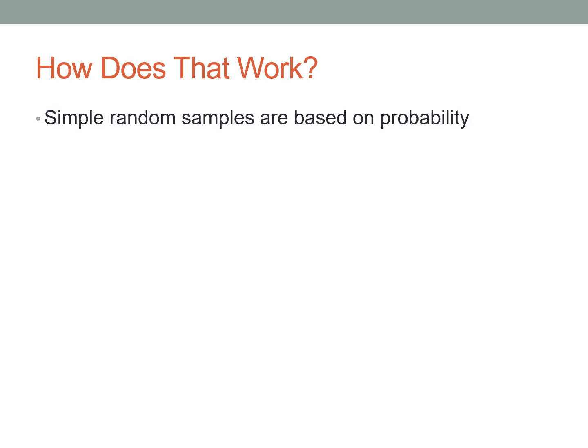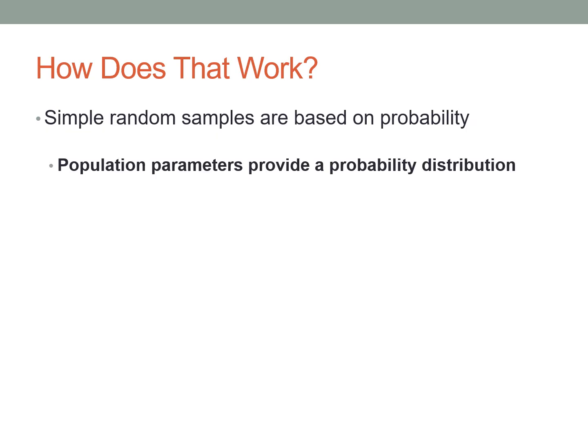Well, it starts with probability. And because simple random samples are based on probabilistic processes, what we already know about probability can explain how a simple random sample ends up being a representative sample. The first key point is that population parameters provide us with a probability distribution.